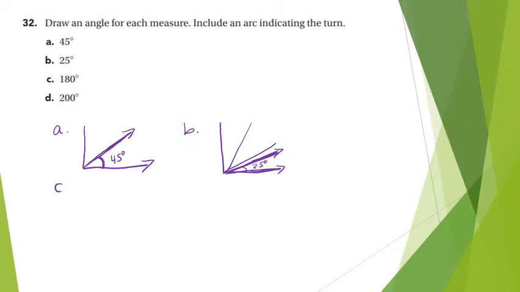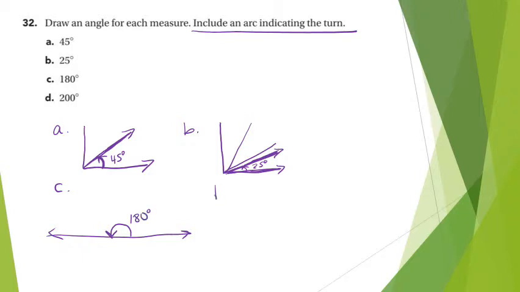For C, 180 degrees, we're looking for a nice straight line here. And again, you can show, they mentioned include an arc indicating the turn. So you might show that there's a counterclockwise rotation. I can actually show that in my earlier ones as well. But this is 180 degrees.